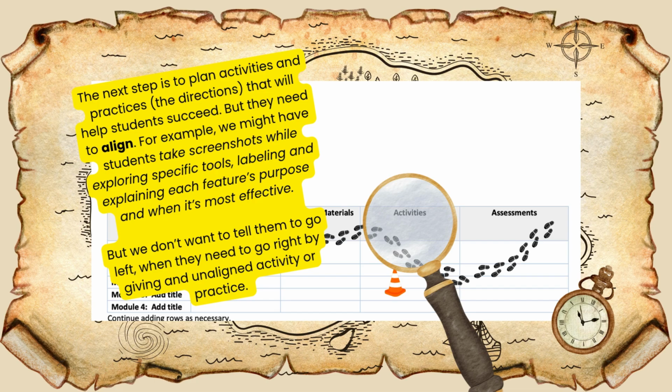The next step, our left and right in our map, is to plan activities and practices, practice activities that will help students succeed. So we say, okay, to succeed in explaining something, what will I need to give them to support them to make sure they can do that? For example, we might have students take screenshots while exploring those tools in Adobe and then label them to explain each feature's purpose. Just as an example, it doesn't have to be this, it could be anything you choose or innovate or learn over the years, but something that aligns with that assessment, an activity that gives them practice in the assessment that you're planning.